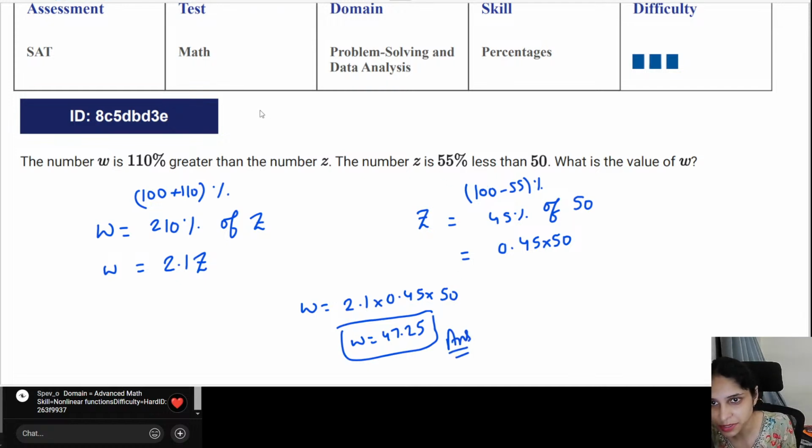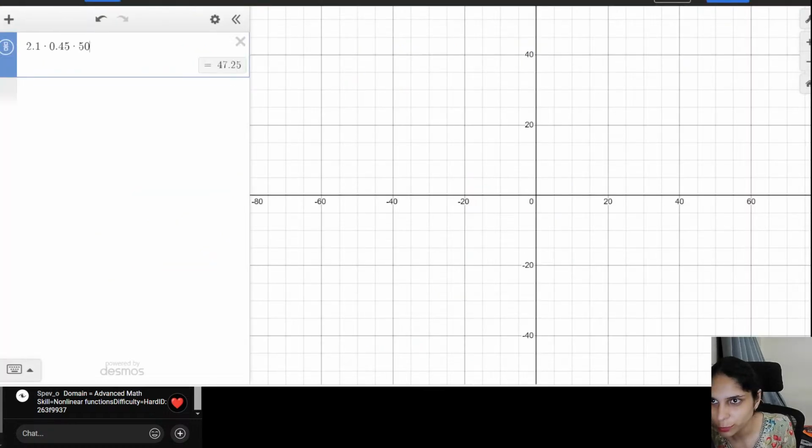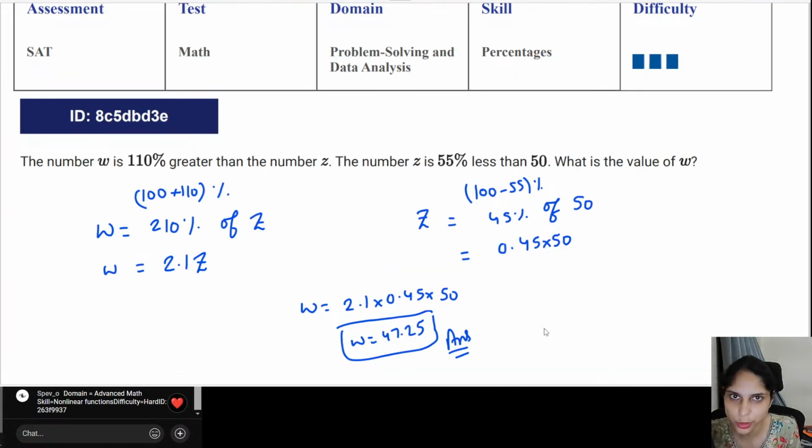It is actually 110% greater than number Z is Z plus 110% of Z. 55% less than 50 is 50 minus 55% of Z. So basically you're adding to 100%, you're subtracting from 100%. 2.1, 0.45, 50. I'm just checking the values. 47.25 is correct.